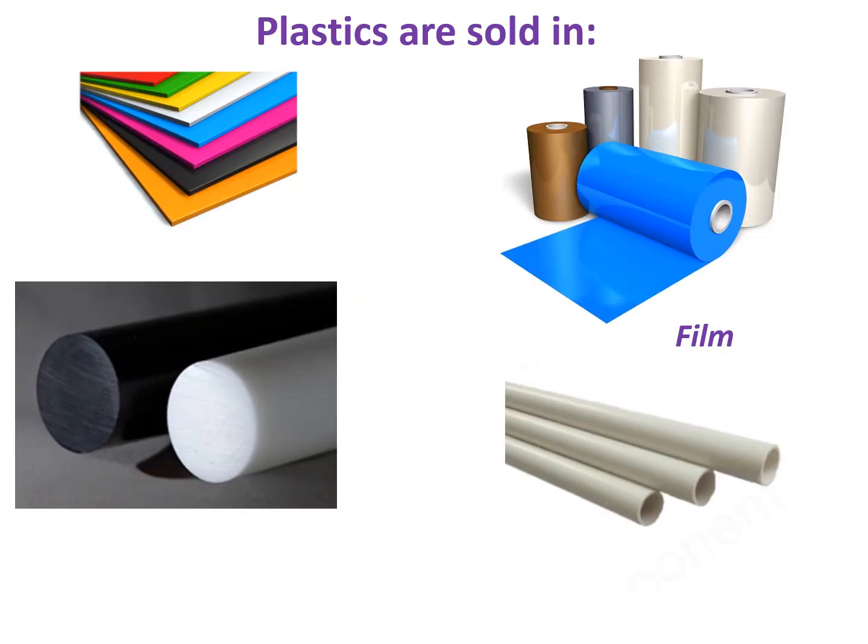Plastics are bought in different categories. Here are some shown. Plastics can be bought in flat sheets, bar rods, film as in cling film, or tubes.